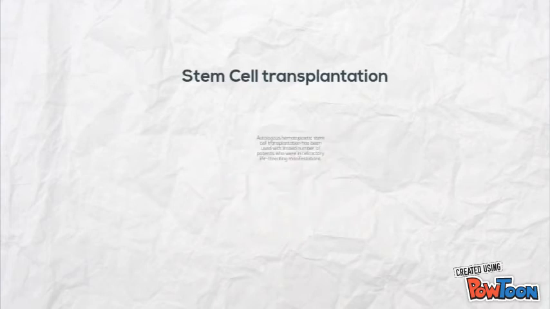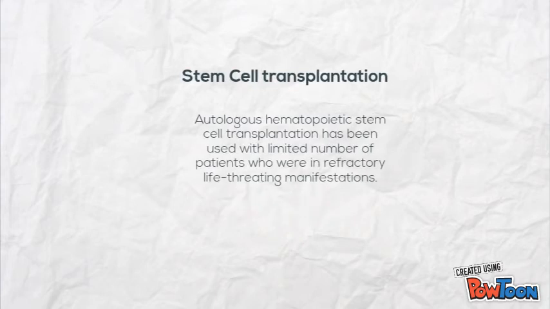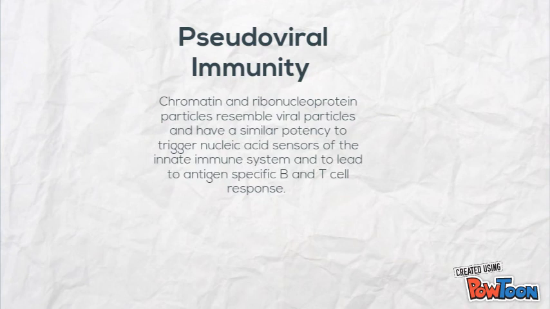The third therapeutic approach was stem cell transplantation. Autologous stem cell transplantation has been used with a limited number of patients who had refractory life-threatening manifestations. A lot of immunosuppressants were used in the treatment, but the end result was positive. The last therapeutic approach was pseudoviral immunity. Chromatin and ribonucleoprotein particles resemble viral particles and have similar potency to trigger nucleic acid sensors of the innate immune system and to lead the antigen-specific B and T cell response.